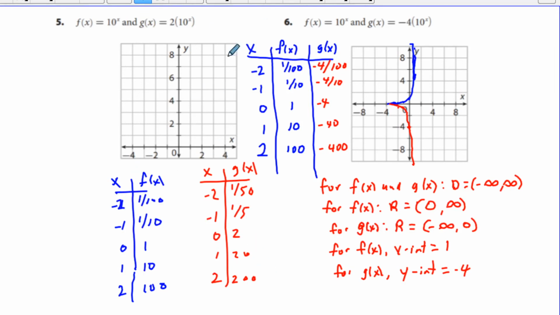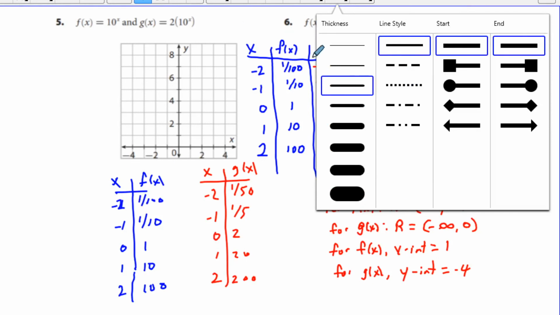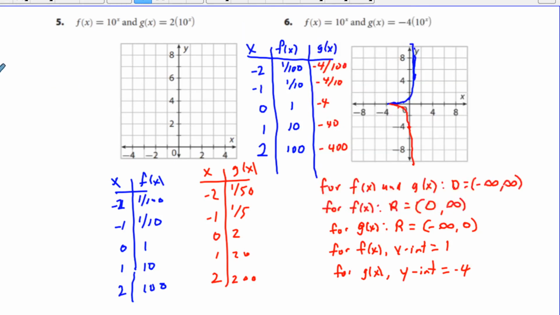Now to sketch f of x, we have this one here. Negative 2 is 1 100th. Negative 1 is 1 10th. 0 is 1. 1 is 10. 2 is 100. So it's going to look like this, and just go nearly straight up. This is what exponential graphs look like.